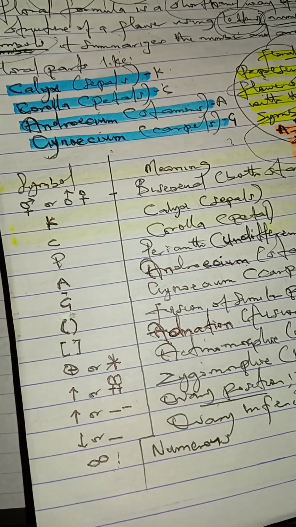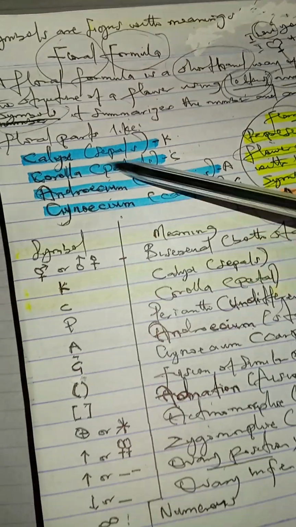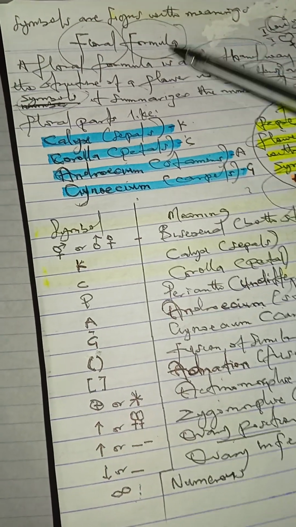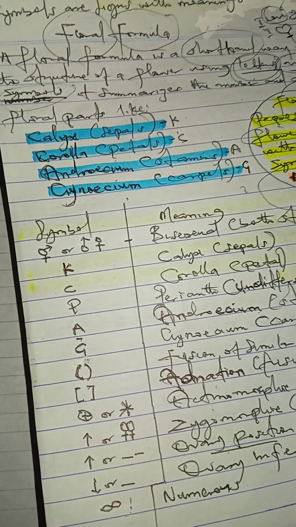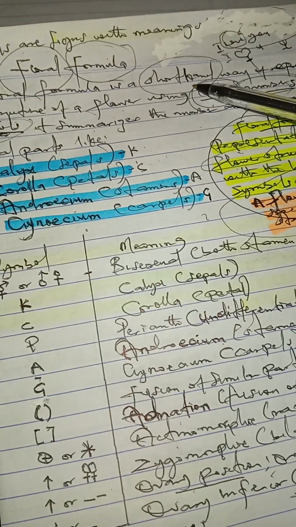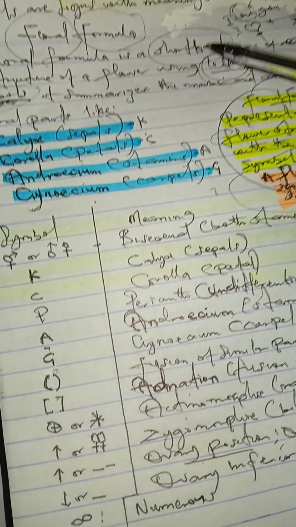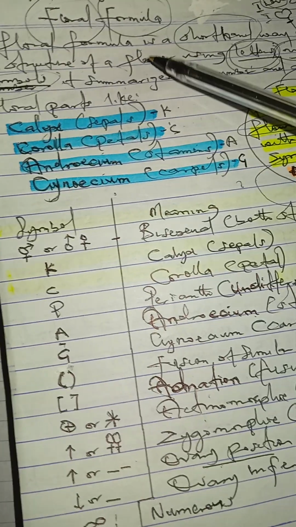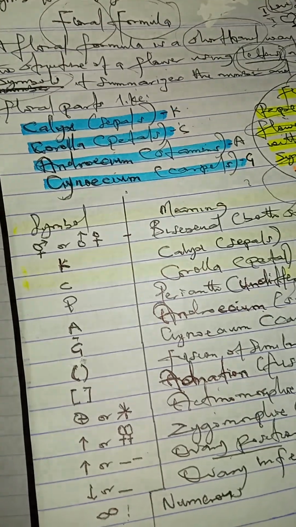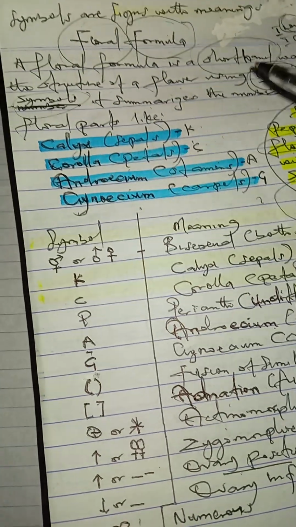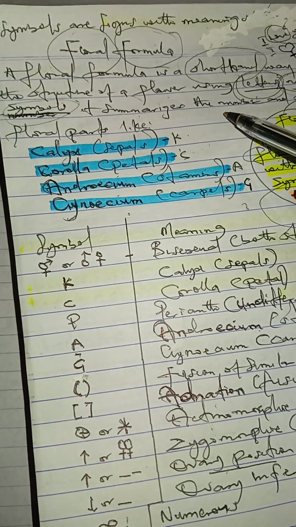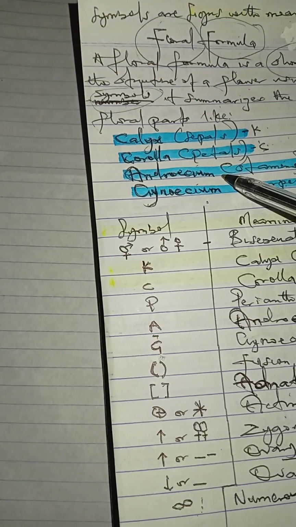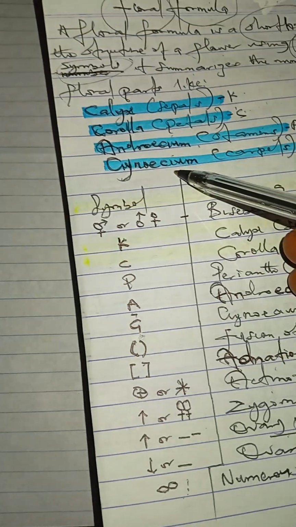So now in the previous video, we looked at the beginning of this topic, floral formula. And in conclusion, we said there happens to be a shorthand way of representing the structure of a flower. And we said the order remains: number one is symmetry, number two is sexuality, number three is calyx, number four is corolla, number five is androecium, and the last is gynoecium.